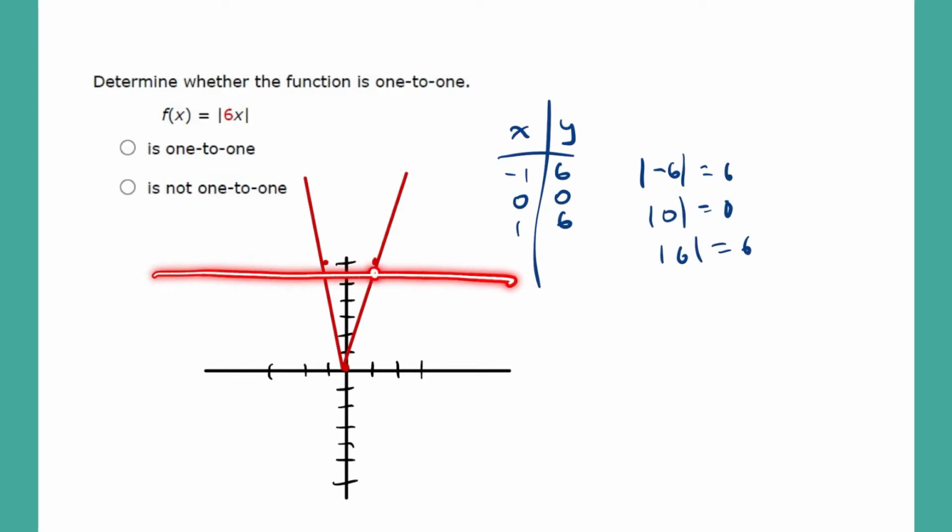All right, and if you draw the horizontal line test, it will fail. So this would not be one-to-one.